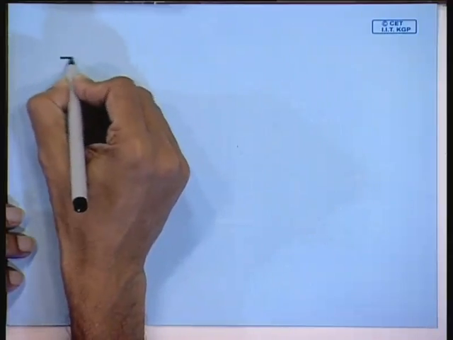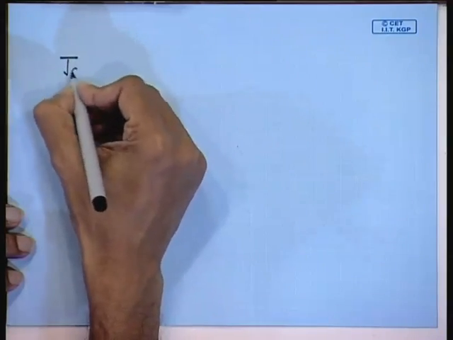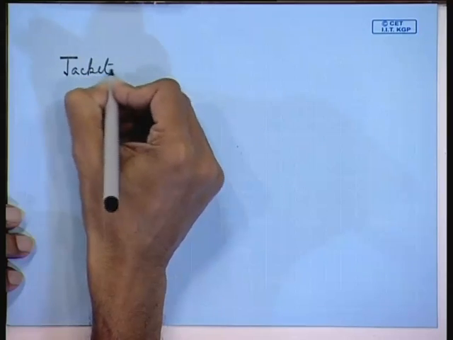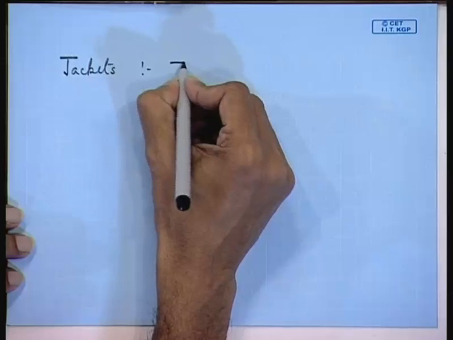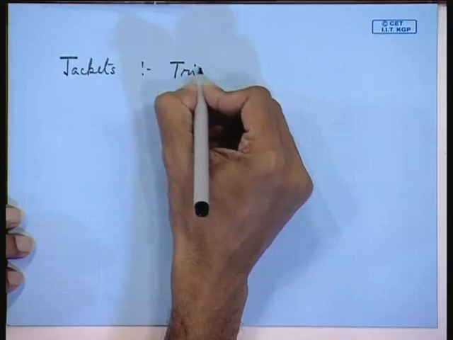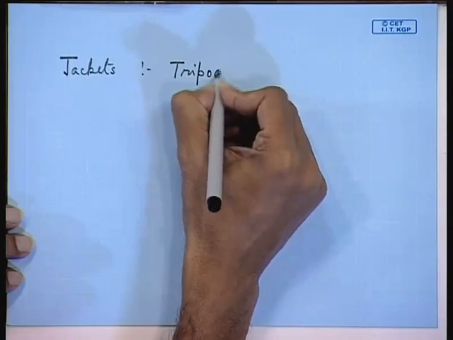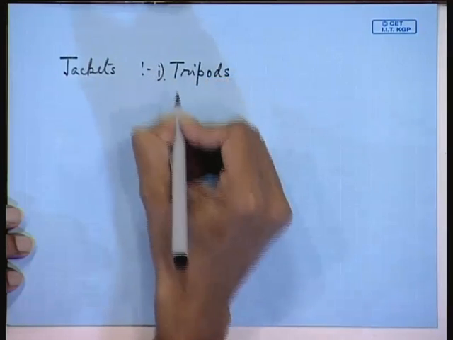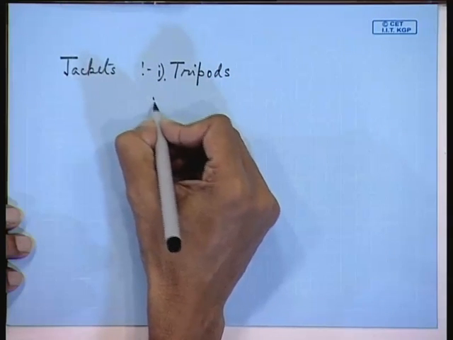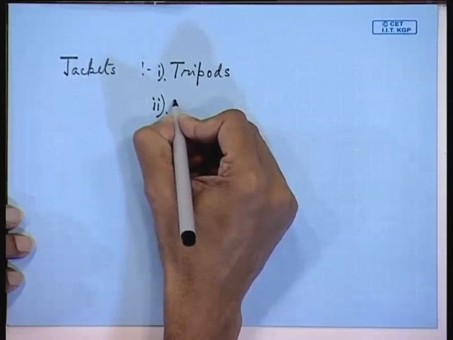Coming to your platform types, in jacket platforms also you will find there are a number of varieties. Jackets, you have tripods, which of course are not shown here. Then you have this one category. Two, you have extended base.